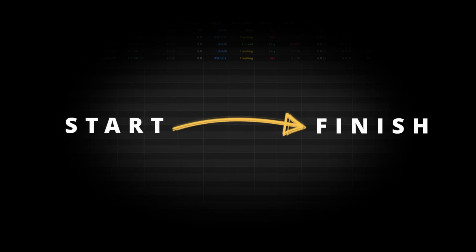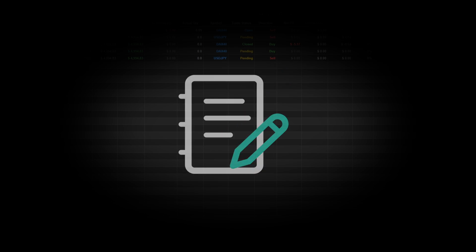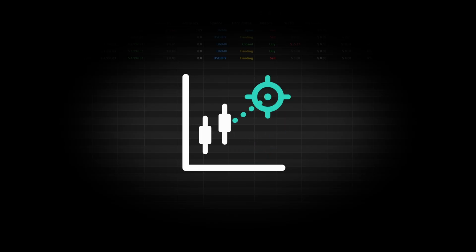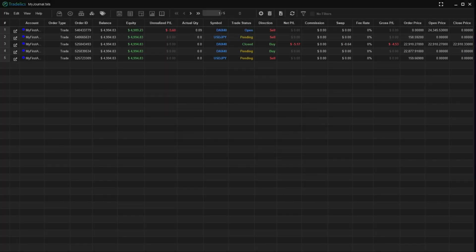One of the biggest advantages of Trade-lics is that you can start documenting a trade while you're still planning it. Instead of recording information after the trade is closed, you can capture your original analysis before entering the market and compare it with the final outcome later. This gives you a much clearer picture of how your trading decisions evolve over time.